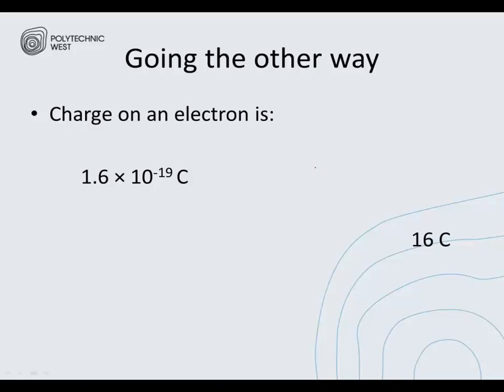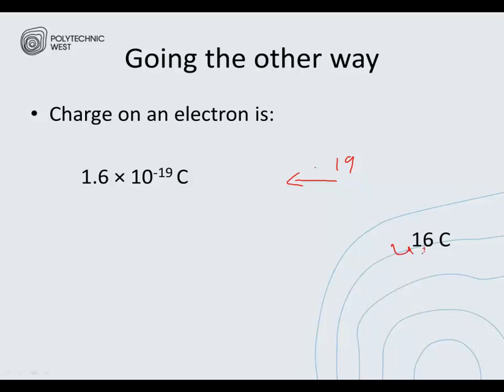Now what we're going to do is shift that decimal point. In fact, we're going to shift it 19 that way, and we're going that way because the exponent is minus. So it's the opposite of what we did before. We've got 1.6, it started there, and I'm going to go 19.